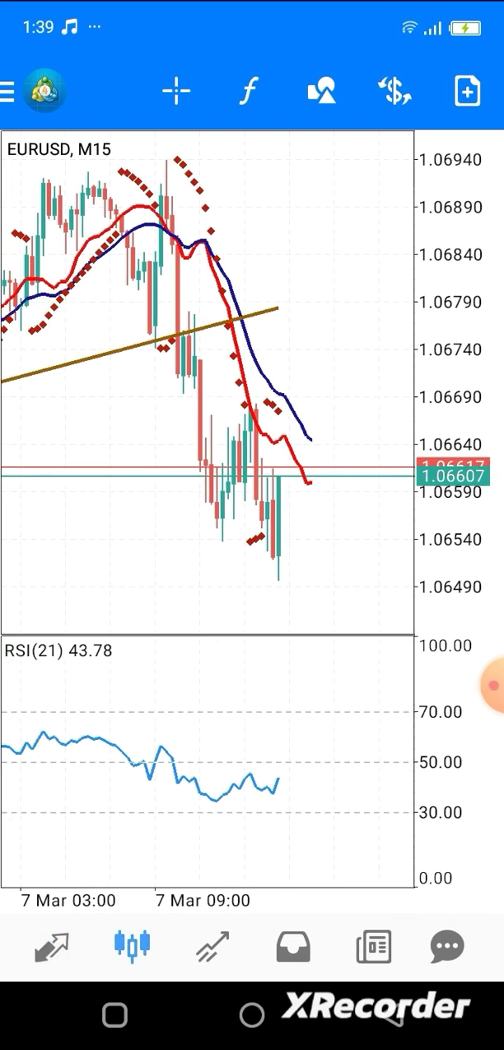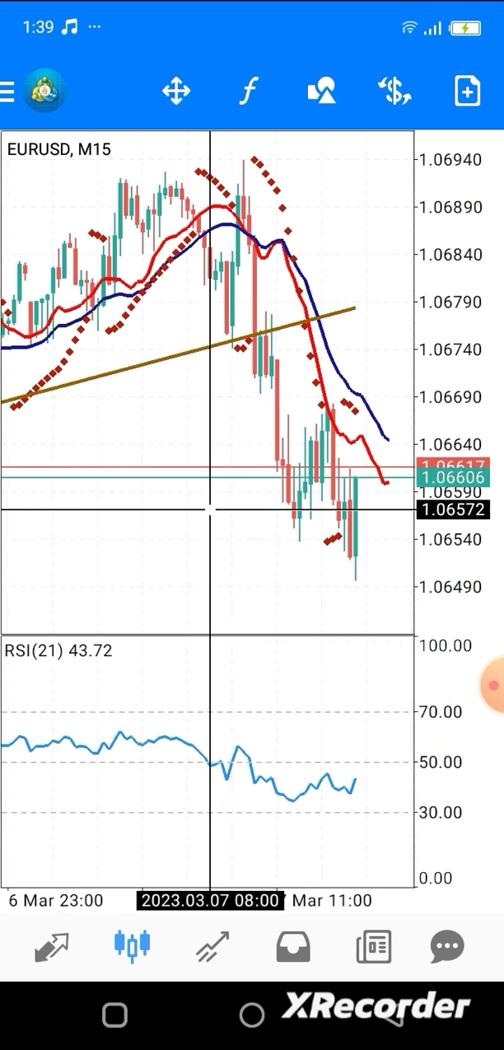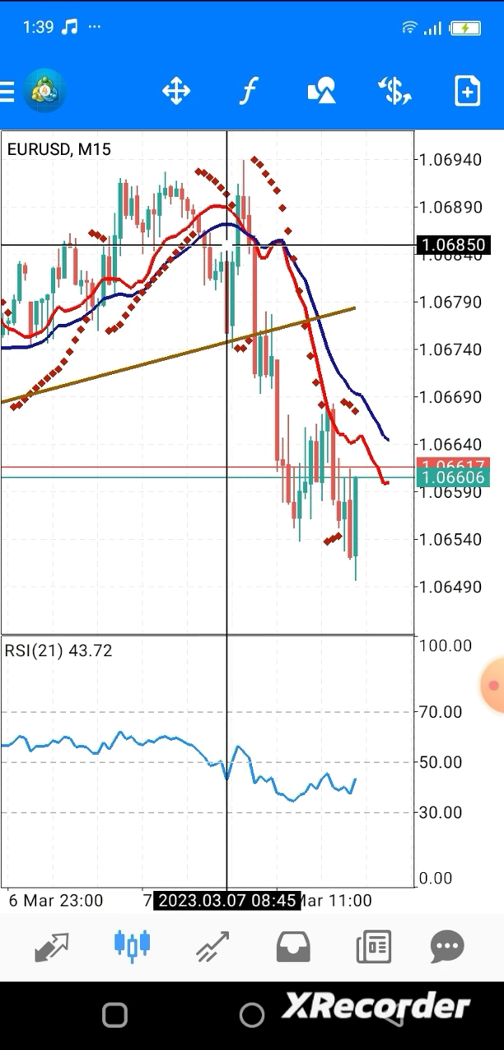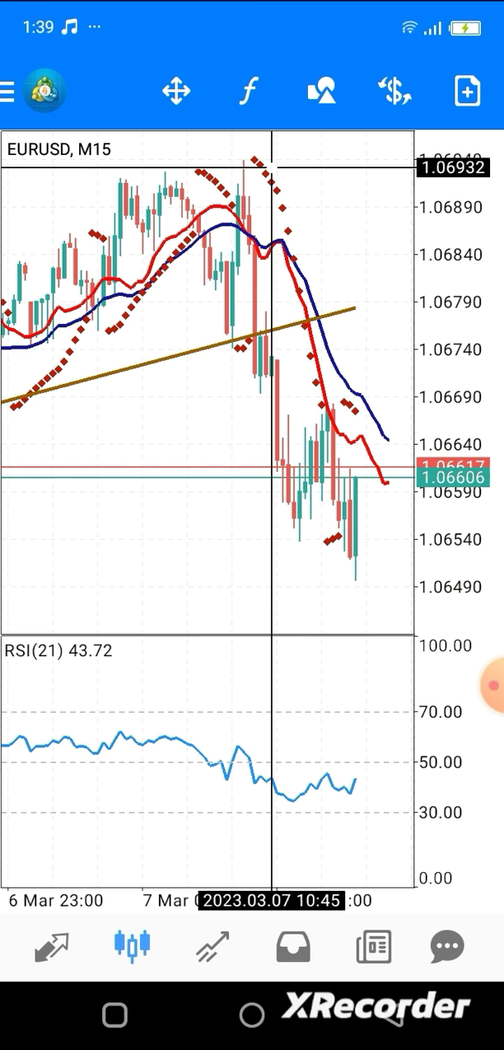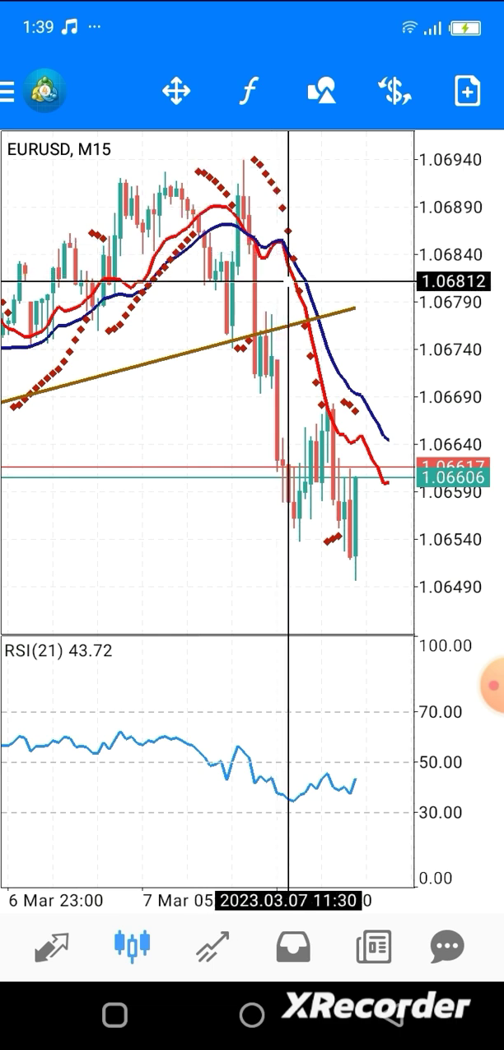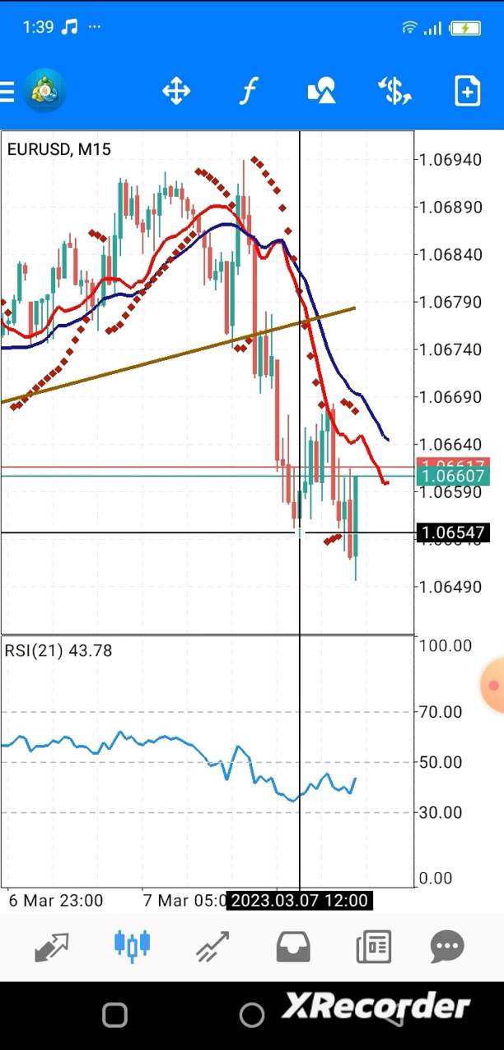As you can see right here, look, this is USD 15 minutes time frame. This is a parabolic gapped up, and when it gapped up, there's a crossover downwards. As you can see, the market fell.